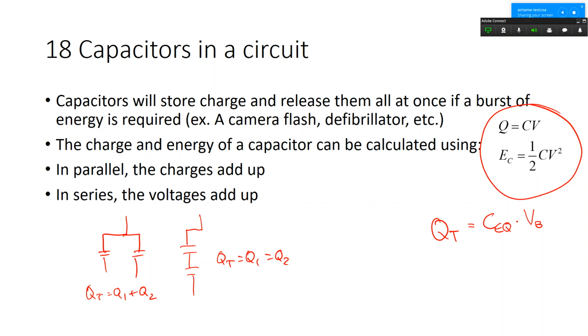Remember, if I want to find the total equivalent capacitance for series, I have to do it the opposite. So it's 1 over C1 plus 1 over C2, and so on. This is for series. And for parallel, C total is equal to C1 plus C2, et cetera. That's for parallel.